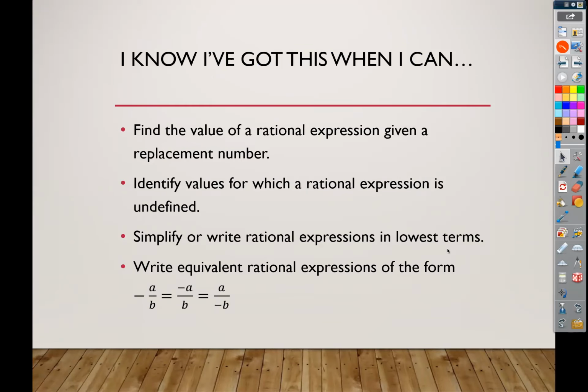So I know I've got this when I can find the value of a rational expression given a replacement number, identify values for which a rational expression is undefined, simplify or write rational expressions in lowest terms, and write equivalent rational expressions in the form where the negative sign can go either in the numerator or the denominator.